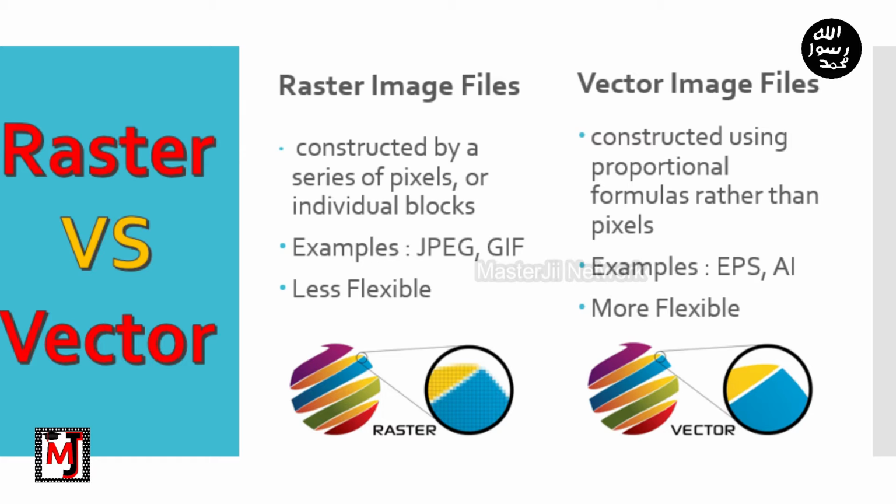The second one is vector image files. Vector images are far more flexible. They are constructed using proportional formulas rather than pixels. EPS, AI, and PDF are perfect for creating graphics that require frequent resizing. Your logo and brand graphics should have been created as a vector, and you should always have a master file on hand. The real beauty of vector lies in the ability to be sized as small as a postage stamp or large enough to fit on an 18-wheeler.